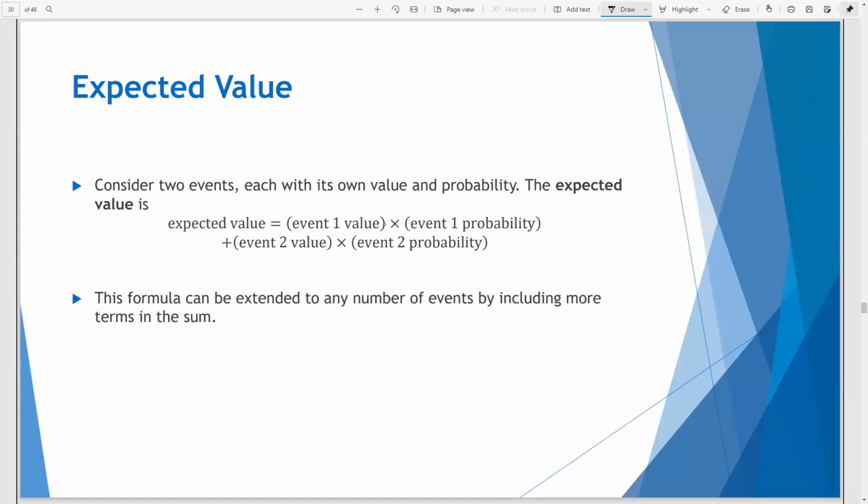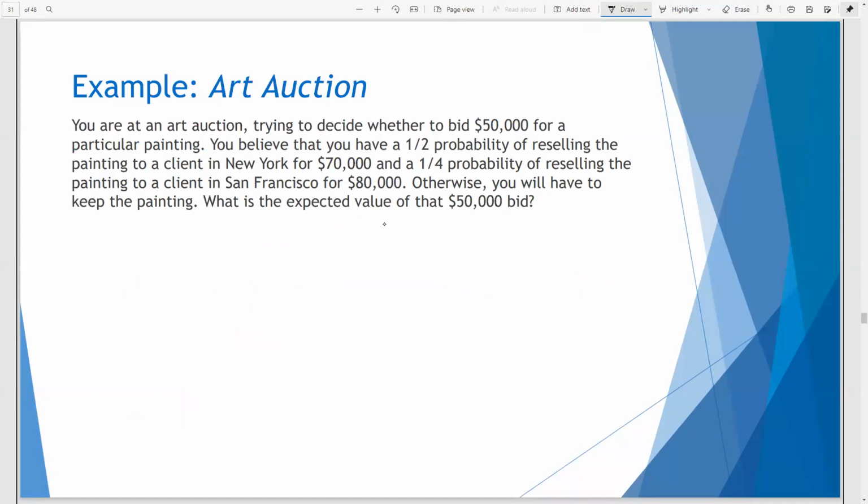So we see the example. An art auction: deciding to bid 50,000 for a particular painting.